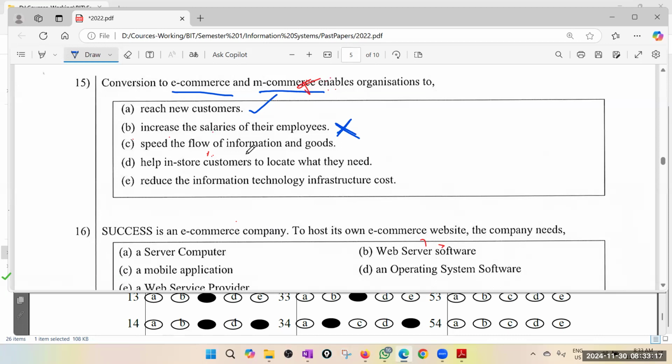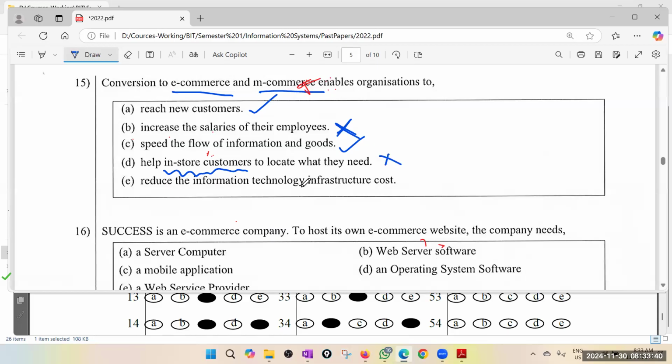Speed the flow of information and goods. Yes. Help in-store customers to locate what they need in store. So in-store means you are inside the store. That is not e-commerce or m-commerce, right? So I say no, because these guys are inside the organization, inside your physical store.